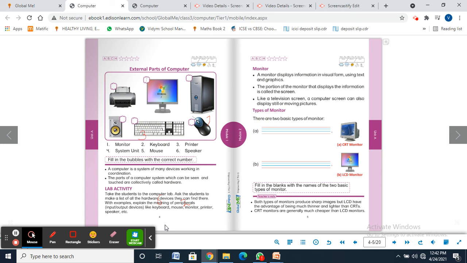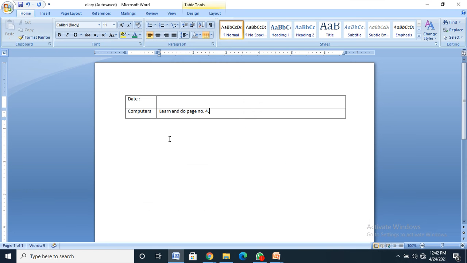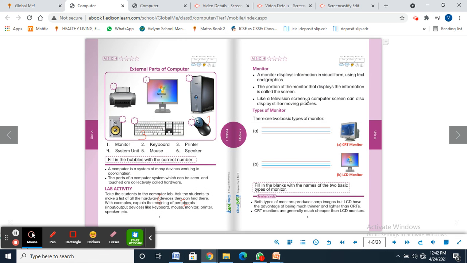Now please take out your diaries and mention the date. After mentioning the date in your diaries, you're going to write the homework in the computer block: learn and do page number 4. Do complete your work.